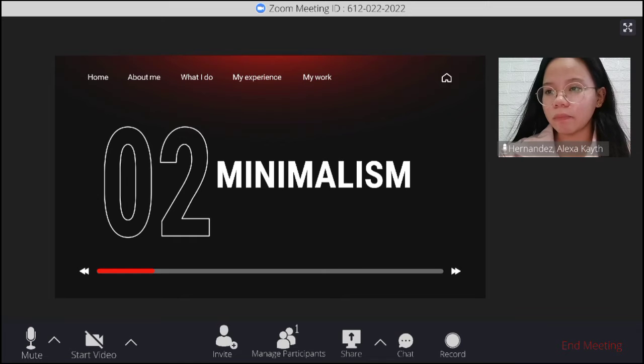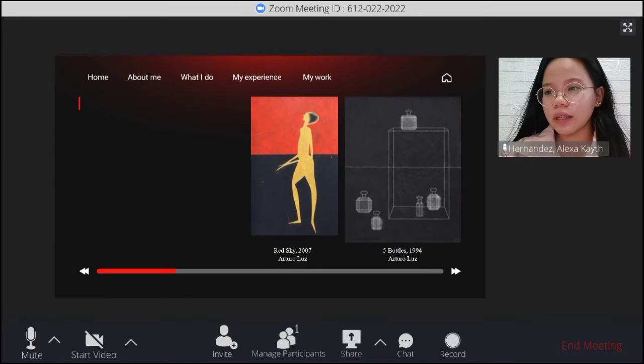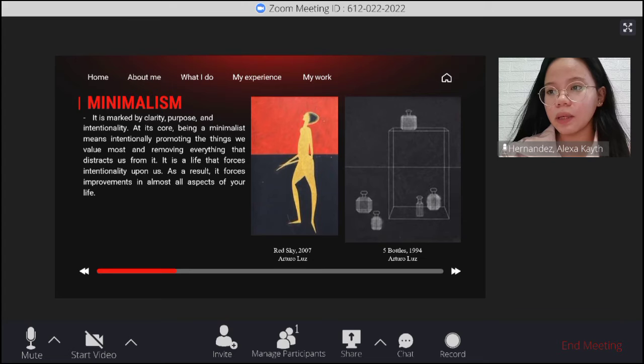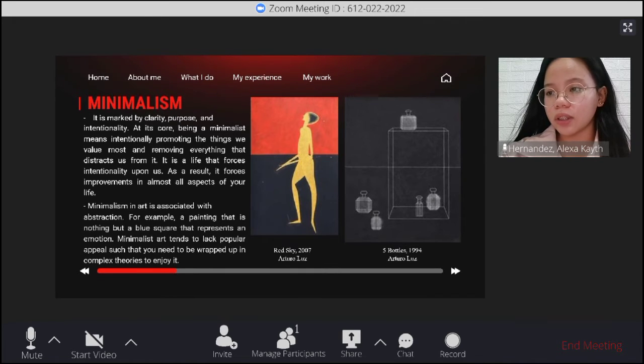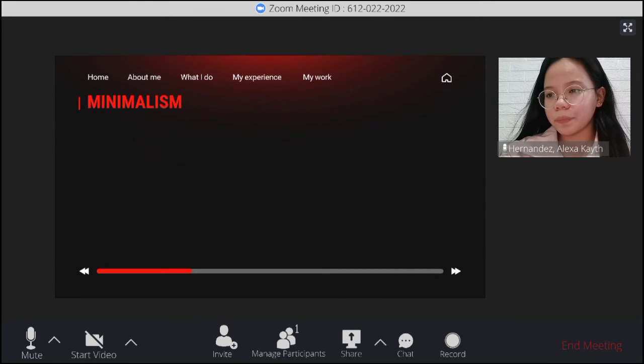First, let's define minimalism. Minimalism is marked by clarity, purpose, and intentionality. Minimalism means to remove everything excessive from the main art and keep only what has more value. Minimalism is an art associated with abstraction. It may lack the attention-seeking aspect, but it does bear a deeper value than how it is seen by the naked eye.